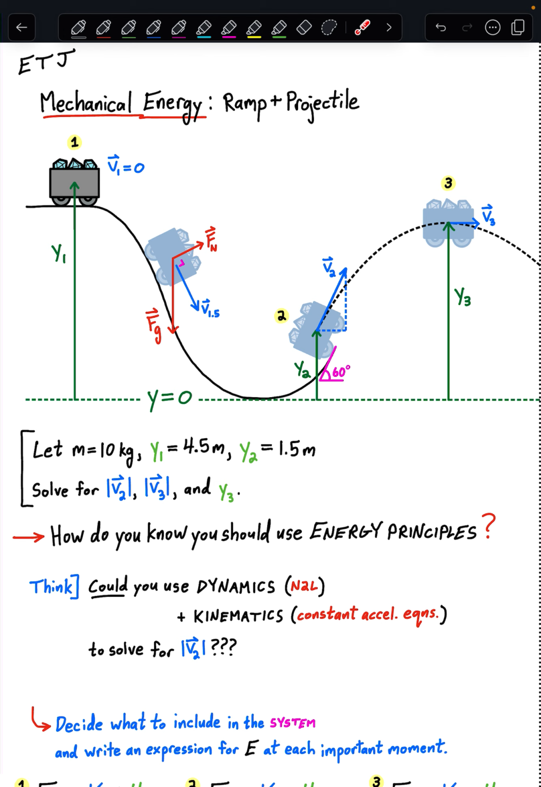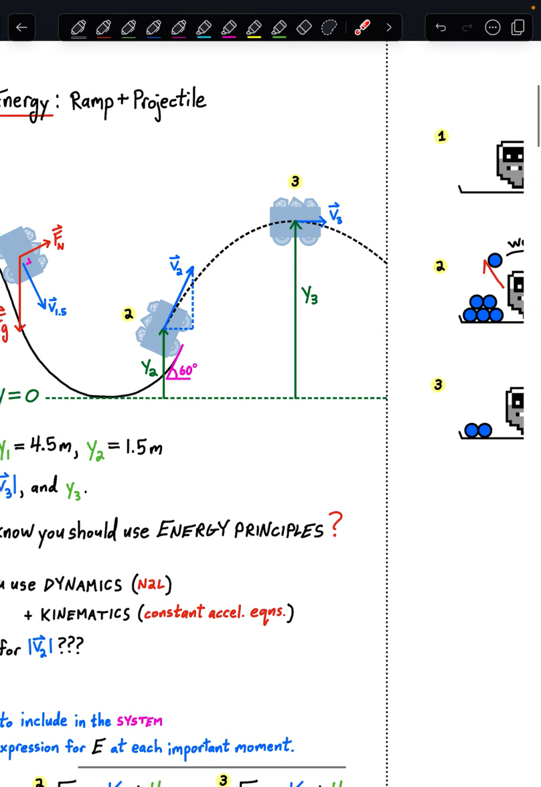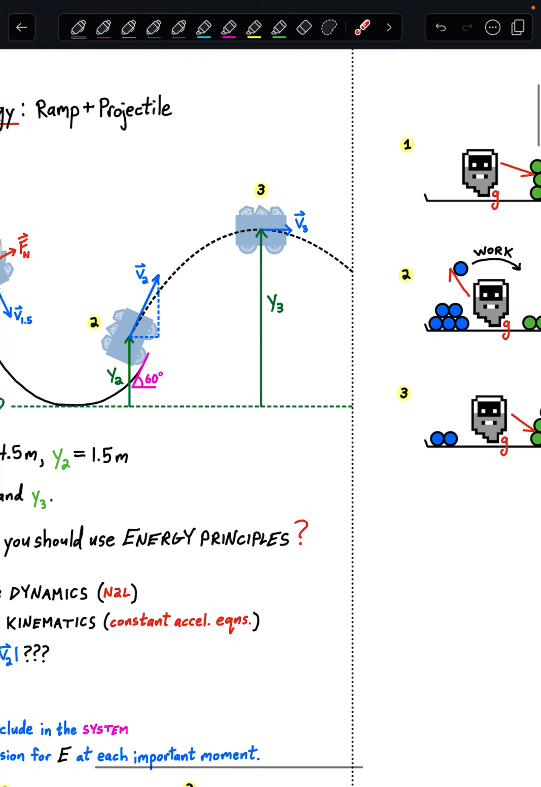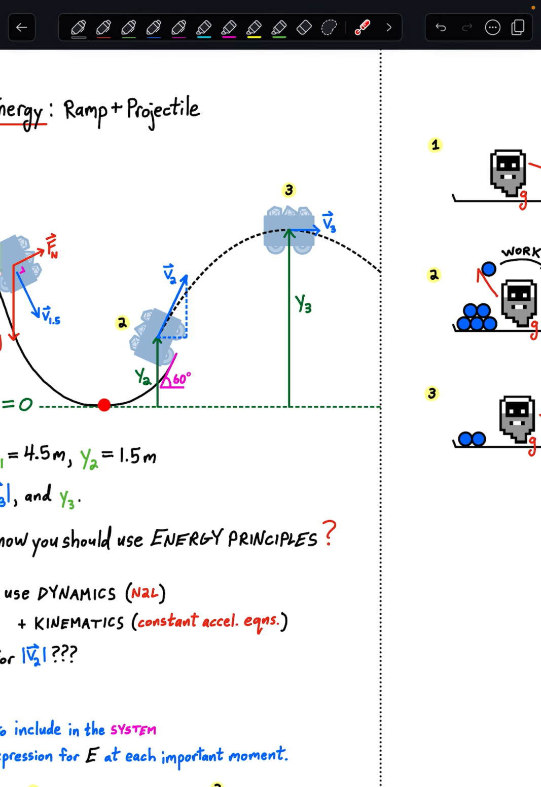Let's think first about the energy transfer going on during this story. From moment 1 to 2, we're going to be converting gravitational potential energy into kinetic energy. Specifically, the force of gravity is going to be doing the work that converts gravitational potential into kinetic energy. The normal force is around, but not doing any work. It's just a bystander.